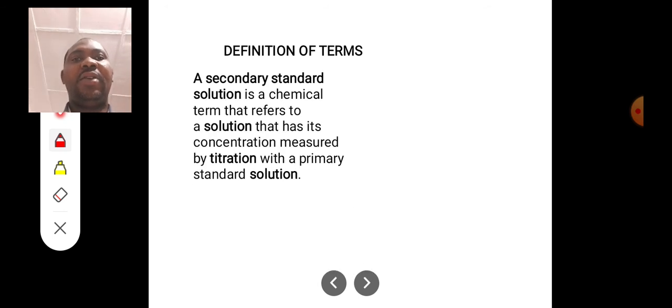Now we also have a secondary standard solution. A secondary standard solution, in chemical terms, is referred to as a solution that has its concentration measured by titration with a primary standard solution. That means when titrating, what you titrate against a primary standard is what we call a secondary standard. That is important for us to note.